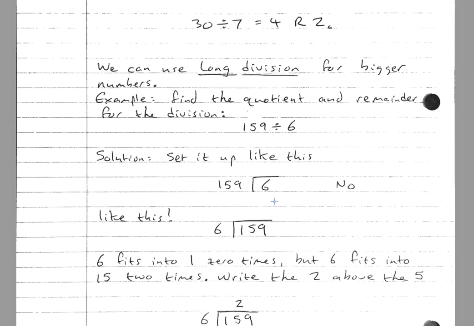Okay, so we put the 159 here and the 6 here. No, so that's not correct. We just remember the order of the numbers gets switched. So the divisor goes on the outside. This is our long division notation. It looks a bit like a radical, but it's different. So here's 159 divided by 6. So the 6 goes on the outside.